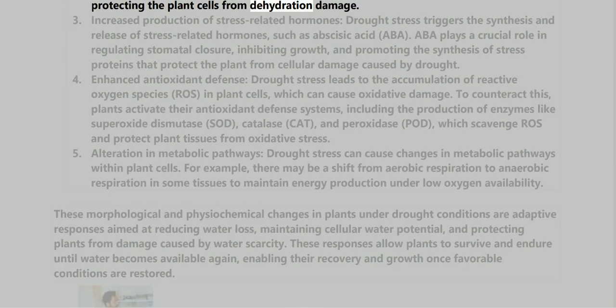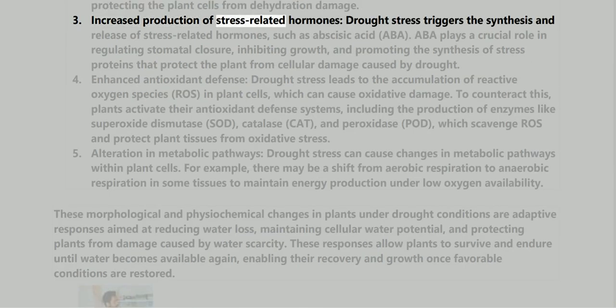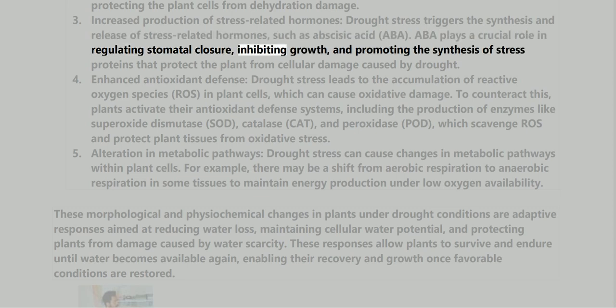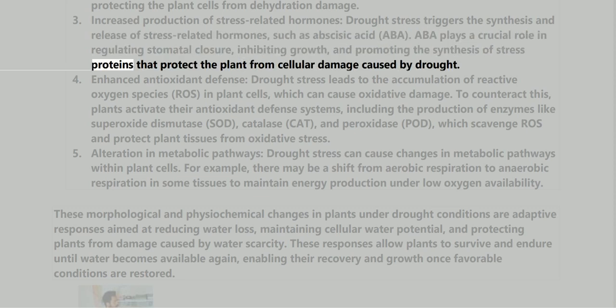3. Increased production of stress-related hormones. Drought stress triggers the synthesis and release of stress-related hormones, such as abscisic acid, ABA. ABA plays a crucial role in regulating stomatal closure, inhibiting growth, and promoting the synthesis of stress proteins that protect the plant from cellular damage caused by drought.